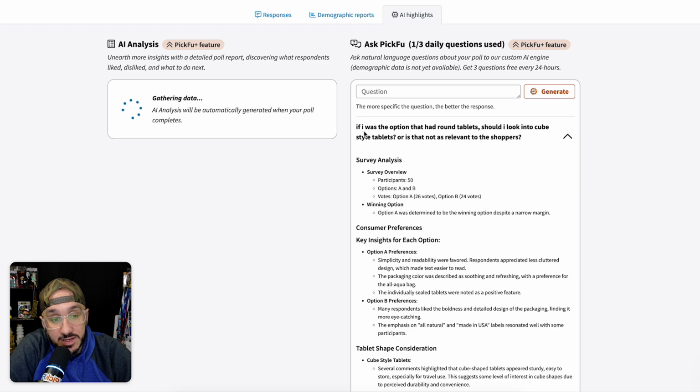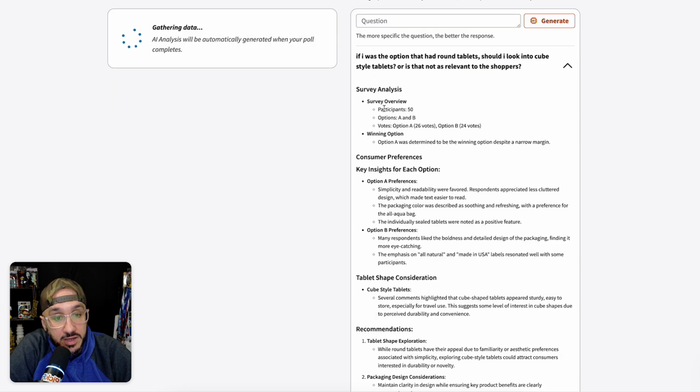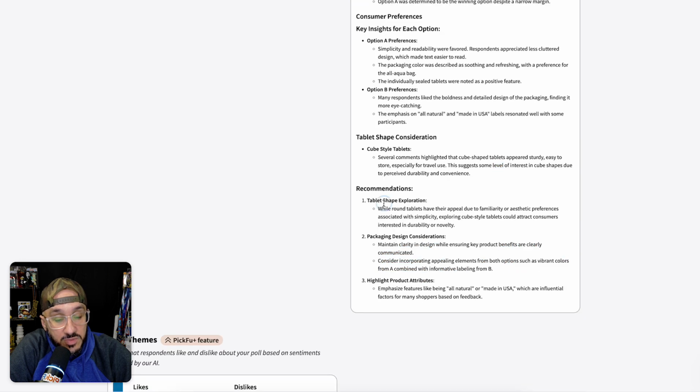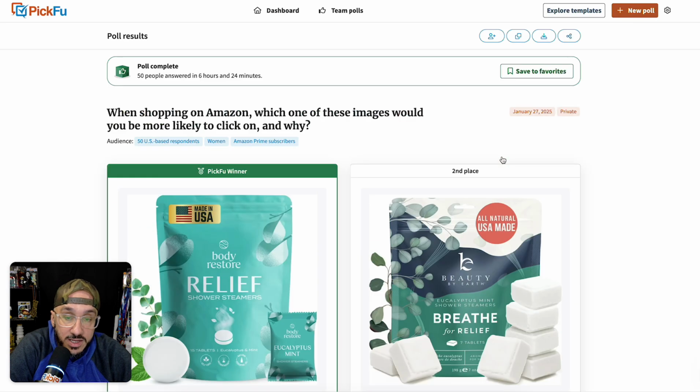So I just asked it like it was an LLM, and it says over here, readability was favored. So tablet shape consideration. Several comments highlighted the cube shapes appear to be sturdy. This suggests a level of interest based on the data. While round tablets have their appeal due to familiarity or aesthetics, exploring cube style tablets could attract more consumers. So it's a good way to stand out from the pack, and it's using the data to kind of tell you what people are liking and what they're not liking and all that kind of good stuff.